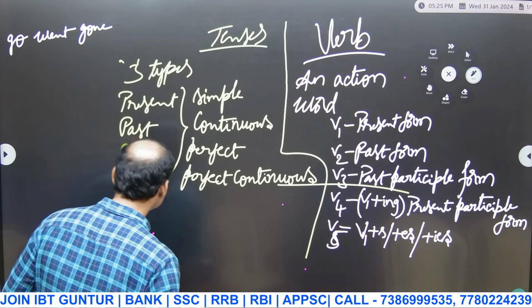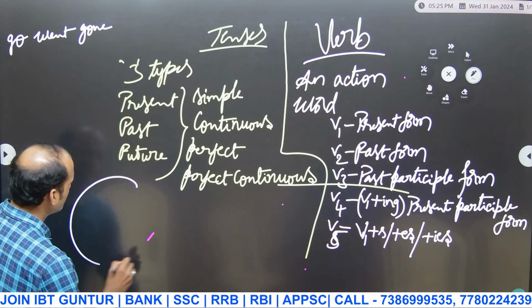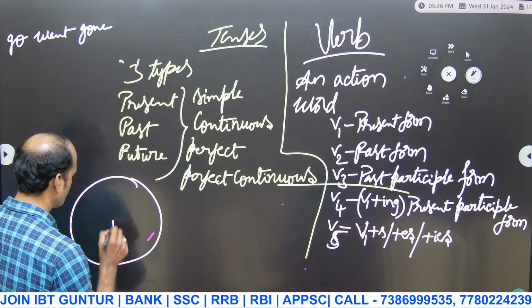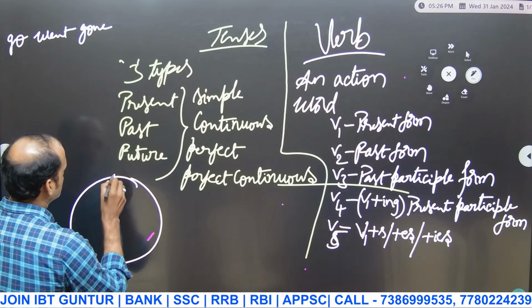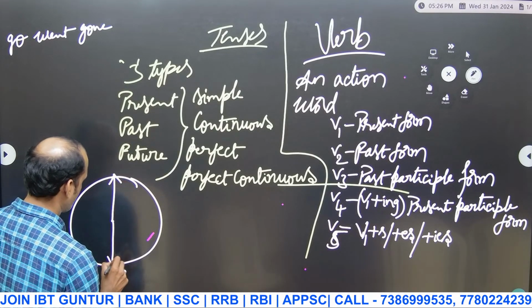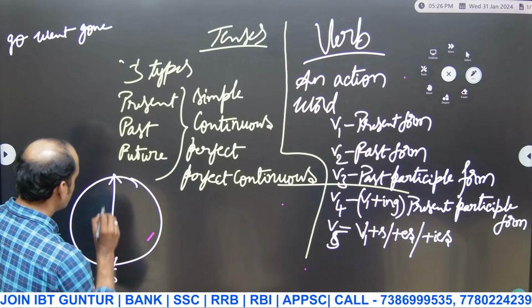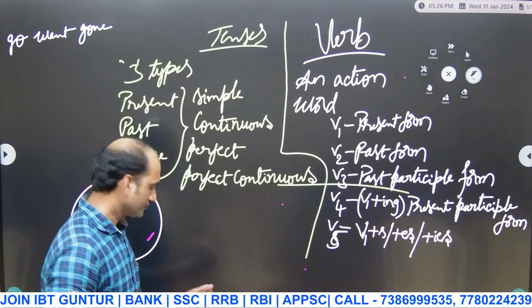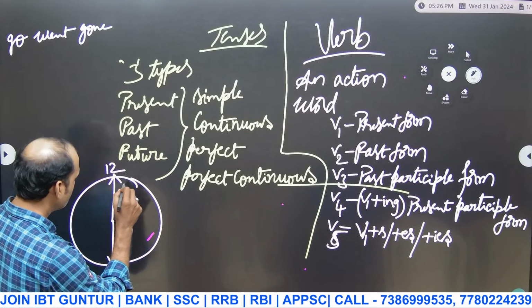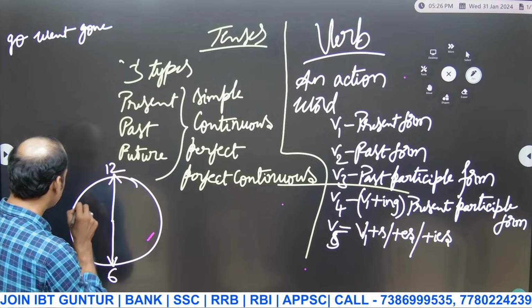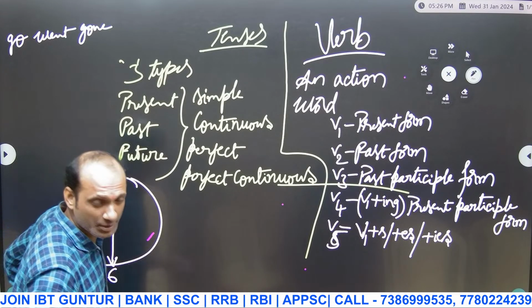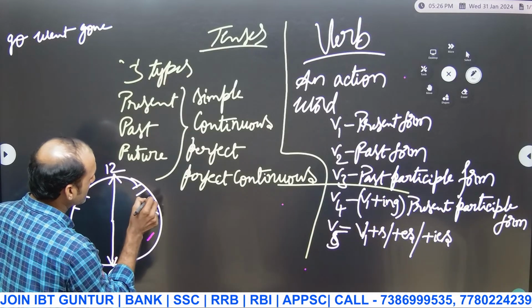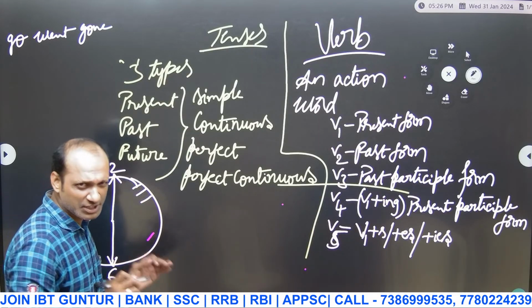For example, let us imagine it is a clock. From the morning until you sleep, for example 9 or 10 maybe, at what time you are going to sleep, up to that time you should know whatever the activities you are doing, you have to count them.